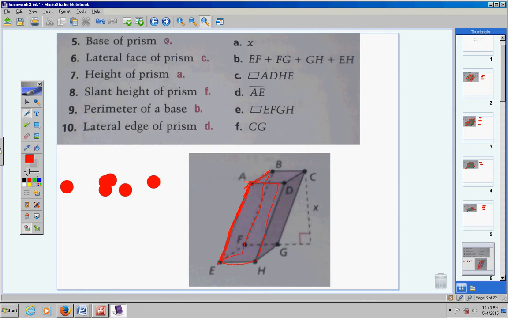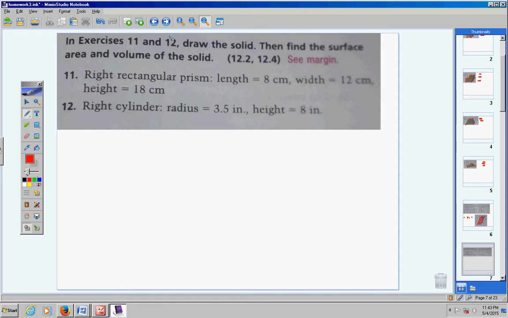Okay? Moving on to numbers 11 and 12. Draw the solid. I'm not really too worried about drawing it. Then find the surface area and the volume of the solid. Okay? So we're looking at a right rectangular prism. So I'll draw one real quick. I mean, it doesn't really matter, in my opinion.